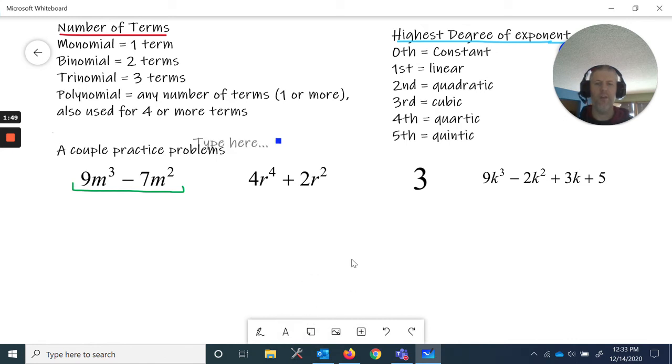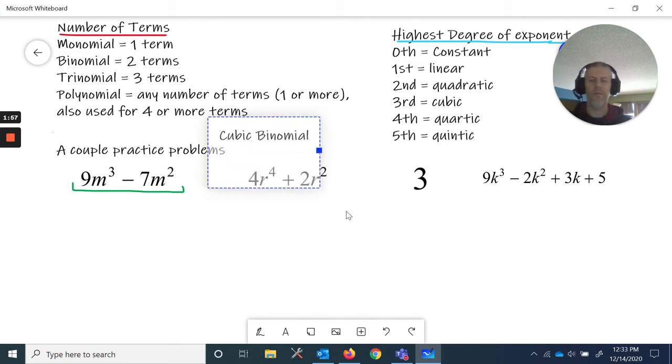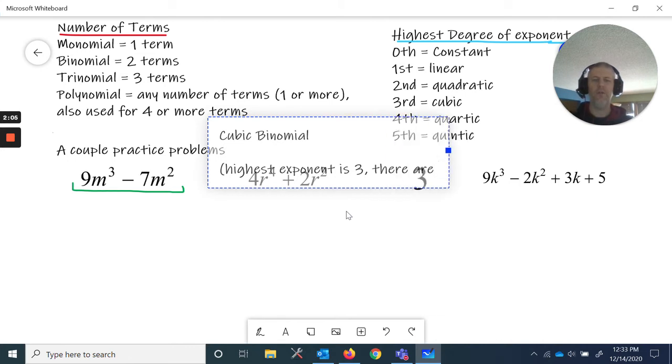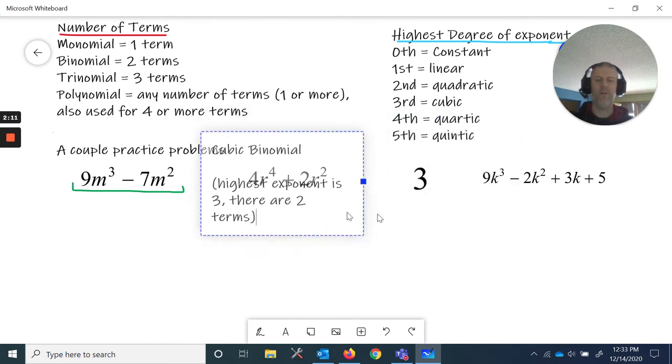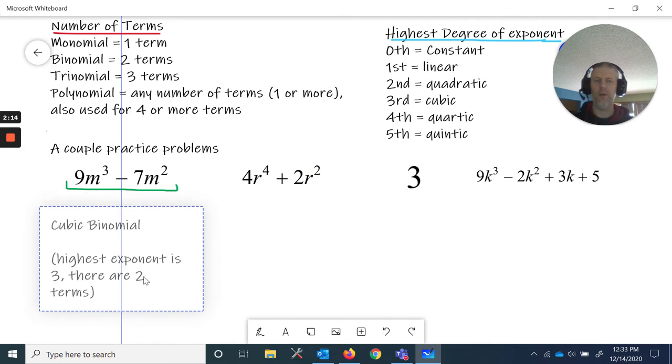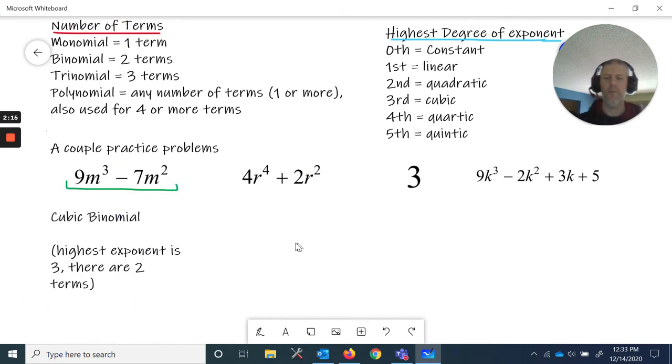So that means that this polynomial will be called a cubic binomial. And that's because the highest exponent is 3. There are two terms. So that is the solution for that. And that's the rationale. That's why it's a cubic binomial.